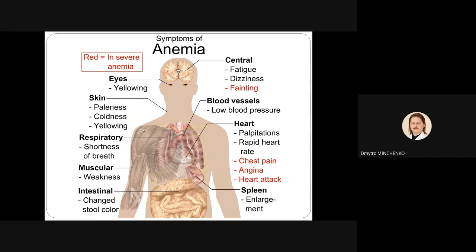fatigue and dizziness, for severe cases fainting, low blood pressure, paleness, coldness, or yellowing of skin, respiratory shortness of breath, muscular weakness, intestinal change of stool, heart palpitations, rapid heart rate, in severe cases chest pain, angina, or heart attacks, and enlargement of the spleen. This is for all anemias without specifying which one we're talking about. Obviously, such symptoms as yellowing of the eyes or skin are more typical for hemolytic anemias or B12 deficiency anemias, while severe muscular weakness is more typical for iron deficiencies.